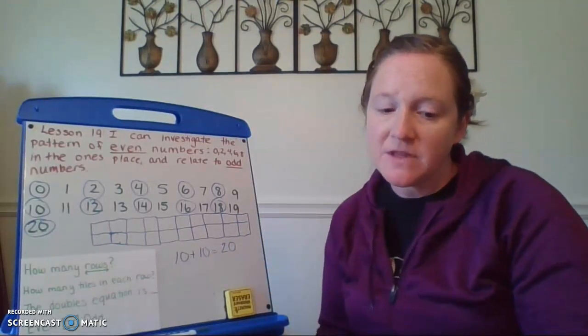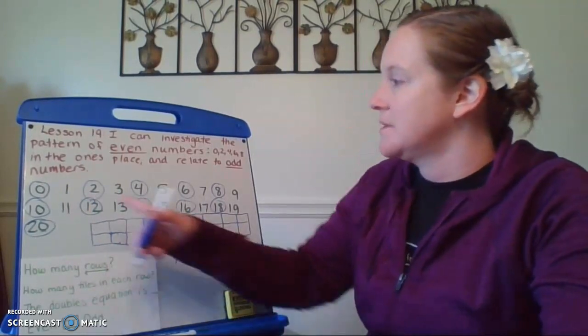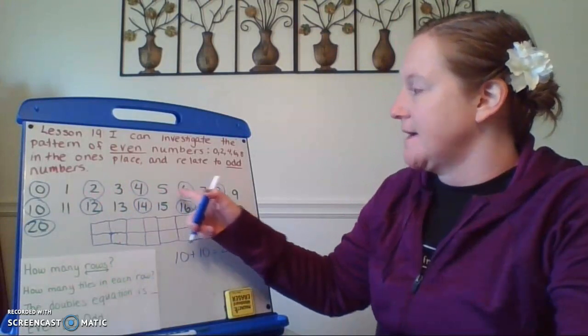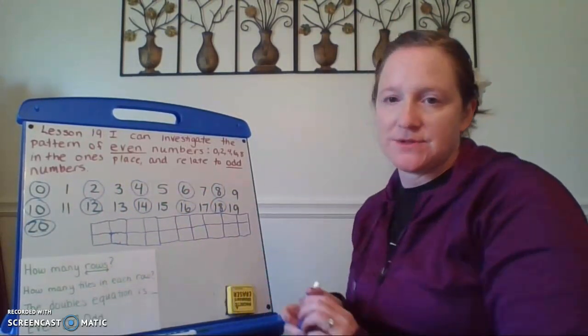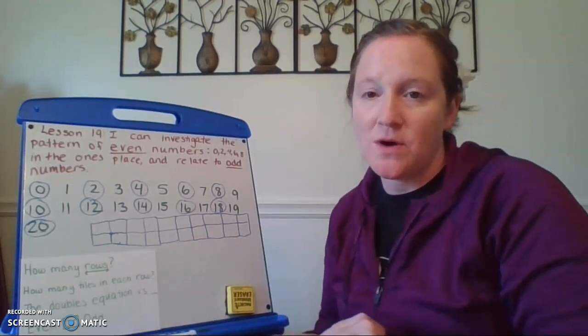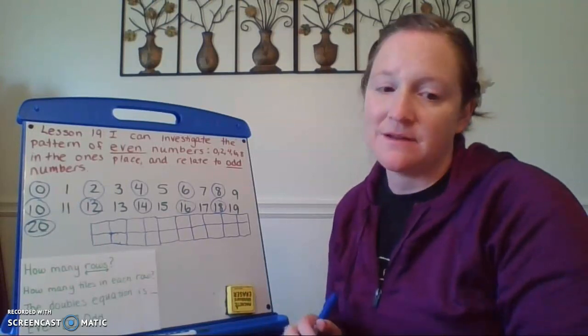Okay? Now, what do you notice about the ones that are not circled? So these numbers here that are not circled. What kind of numbers are those? If they're not even, what numbers are they? Odd numbers, right?